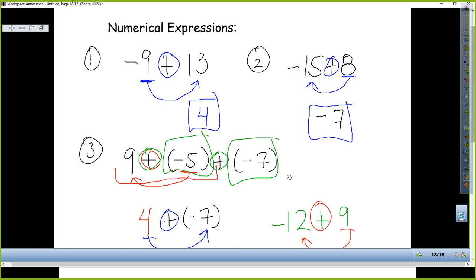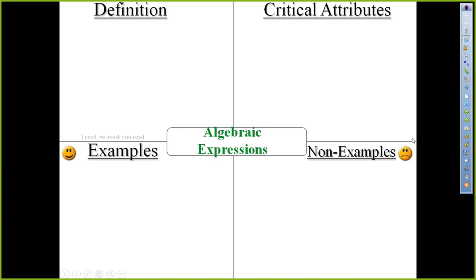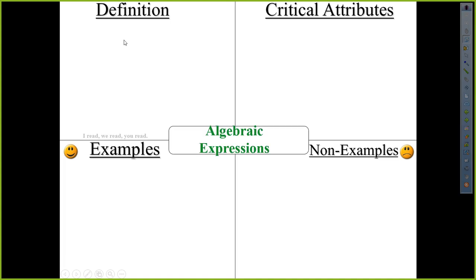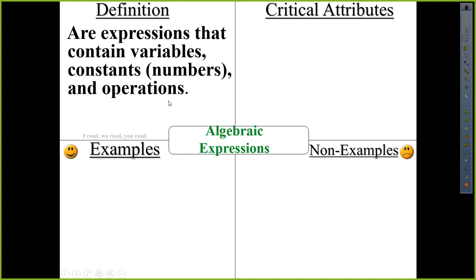Which brings us to today's main idea. What's today's main idea in your Frayer model? Algebraic expressions. Write those down, please. So we're going to start cranking it up a notch now. What are algebraic expressions? Algebraic expressions are expressions that contain variables, numbers, and operations. Algebraic expressions contain what? Variables, numbers, and operations.